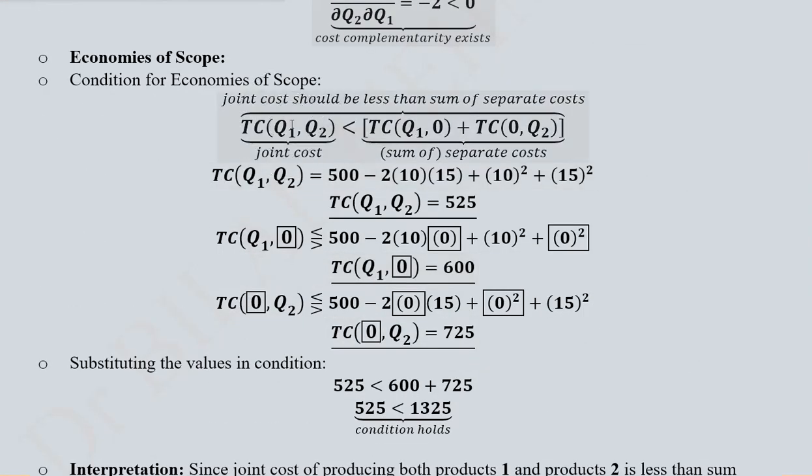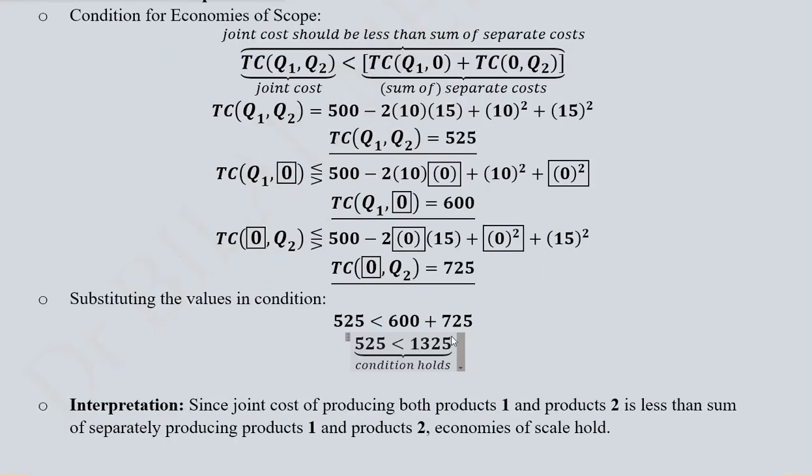The answer for the joint cost is 525. You can pause the video and see these calculations that I have underlined. And the total cost for Q1 is 600. The total cost for producing Q2 is 725. So the sum is 1325, which means that the total cost of joint production is less than the sum of the total costs in the case of separate production. So here we can see that economies of scope exist, and the joint cost is less than the individual costs.